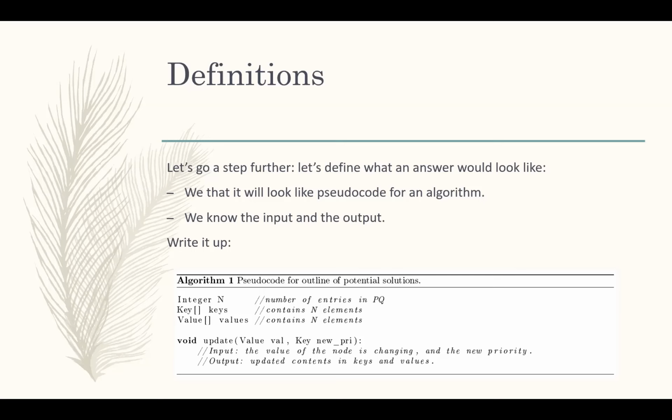All right, so our final step here in definitions. Having gone through the previous slide, which was all about defining what a priority queue is, we're now going to define what a solution looks like. You can almost think of this as a fill-in-the-blank template. No matter what the solution may be to our problem of updating a node in a priority queue's heap, every answer should be able to look like this.